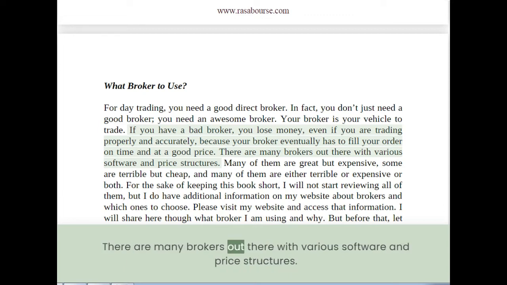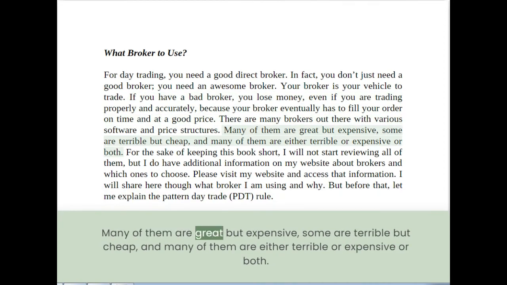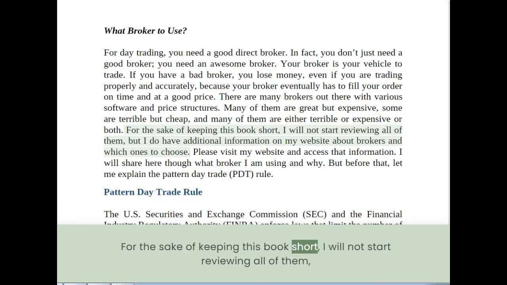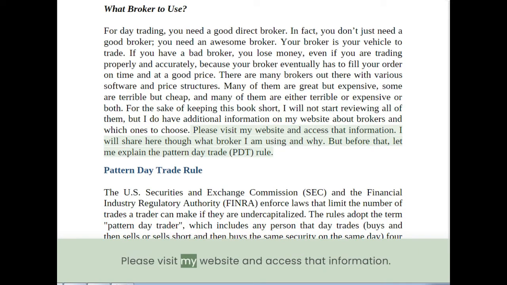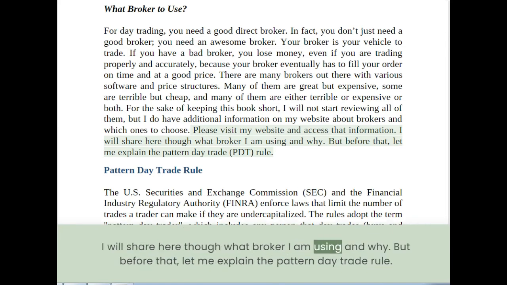There are many brokers out there with various software and price structures. Many of them are great but expensive, some are terrible but cheap, and many of them are either terrible or expensive or both. For the sake of keeping this book short, I will not start reviewing all of them, but I do have additional information on my website about brokers and which ones to choose. Please visit my website and access that information. I will share here though what broker I am using and why. But before that, let me explain the pattern day trade rule.